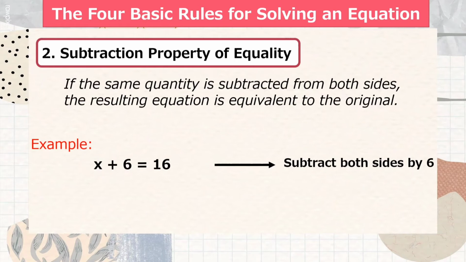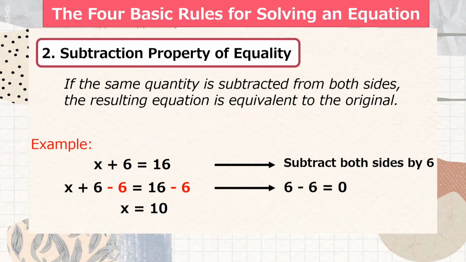That's why we subtract. So we have x plus 6 minus 6 is equal to 16 minus 6. Since 6 minus 6 is equal to 0, positive 6 is cancelled. What is left there is x. So the value of x here is x is equal to 16 minus 6. The answer is 10.